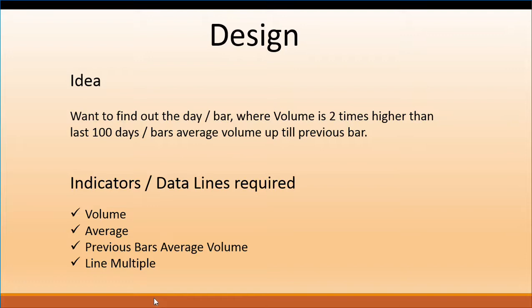So let me tell you the data lines or the indicators which are required here. I would need volume data. I would need an average indicator, which will calculate the last 100 days average volume, and I would need the average volume up till the last bar, which is the previous bar's average volume. And then I would need a line multiple indicator where I will multiply the average volume with the factor 2, and thereafter I will use a condition which will detect the breakout.